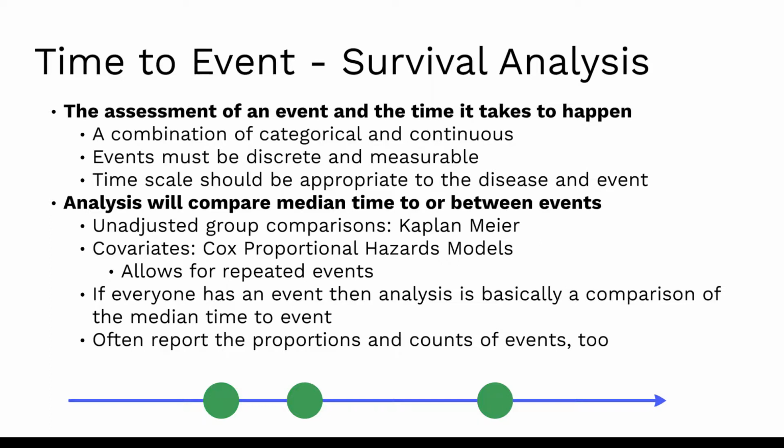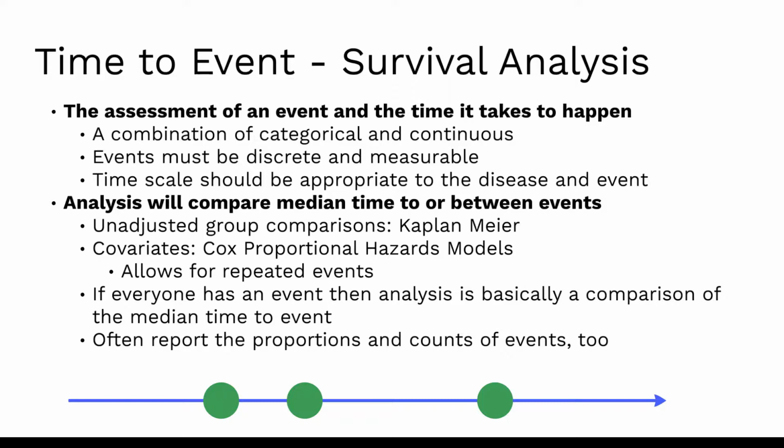Analysis for these will compare median time to the event or time between the events. Survival analysis times are generally very skewed. Remember, they can include censoring. That means that you follow someone for a period of time, but you never actually observe the event. So you end up getting these long tails on your distributions. Consequently, you will start with a non-parametric analysis. So the unadjusted group comparisons would be done by Kaplan-Meier.